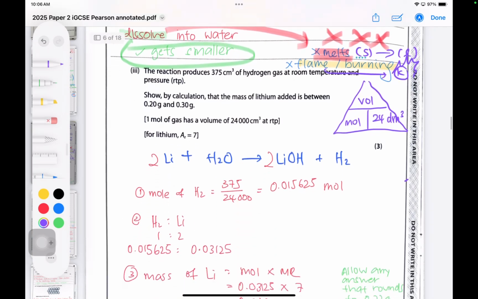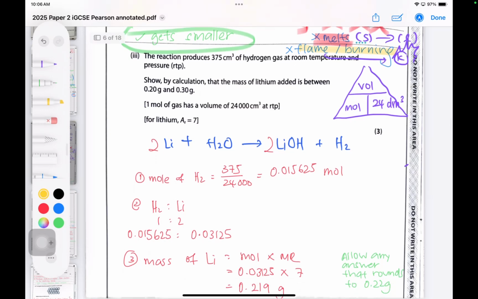Okay, now next one, I'm going to look into 3 marks on mole concept here. So what we have here is, there we go. We start off with this volume of hydrogen gas, and it says at room temperature and pressure. They want you to calculate, and you need to show your working. Ideally, you don't just give me your final answer because it's very risky.